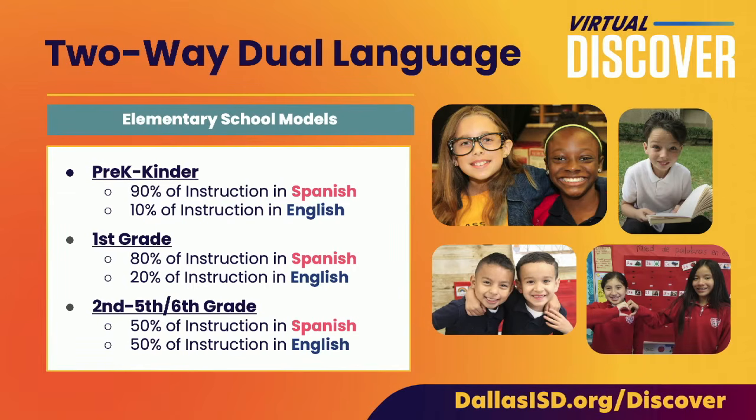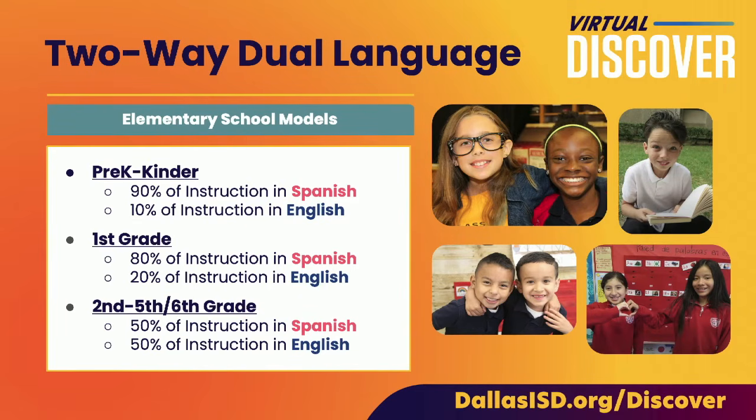So this is how instruction is structured at each grade level. Starting in pre-K and kinder, the majority of instruction, about 90%, is given in Spanish with 10% in English. The strong foundation in Spanish supports both language learners in building academic vocabulary and content knowledge in the partner language. In first grade, the model shifts slightly: 80% of the instruction is in Spanish and 20% in English. So this is a gradual increase of English.